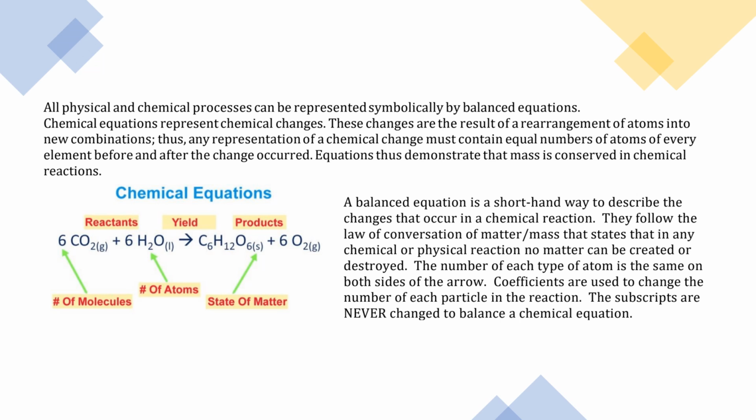A balanced equation is a shorthand way to describe the changes that occur in a chemical reaction. They follow the law of conservation of mass, which states that in any chemical or physical reaction, no matter can be created or destroyed. The number of each atom is the same on both sides. Coefficients are used to change the number of each particle in the reaction. The subscripts are never changed to balance a chemical reaction. Know that already. So on the left side, you have reactants. The arrow means yield. Right side is products.